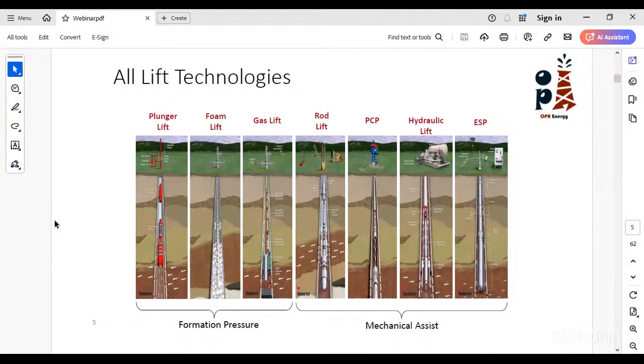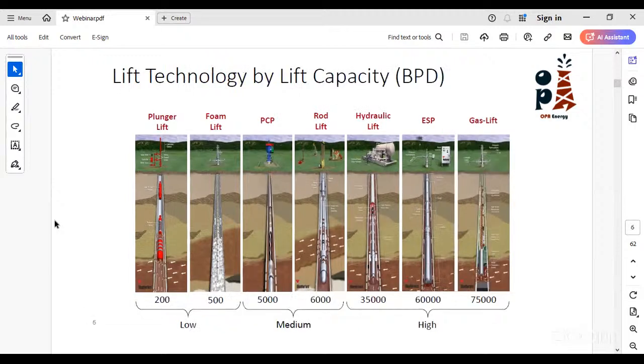We have, like you see in this photo, the plunger lift, the foam lifting, the gas lifting, the beam pump or the rod lift, the PCP hydraulic lifting like the jet pump, and of course the ESP systems. They are categorized from gas lift as a kind. Then you have the positive displacement pumps like the rod pumps and the PCP. And moving to the ESP pumps or different centrifugal pumps.